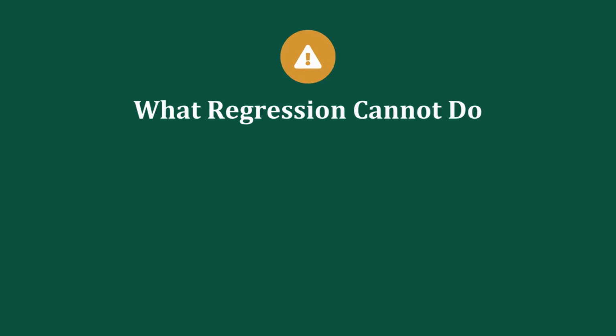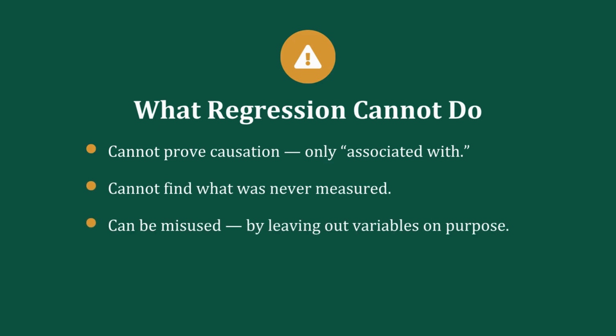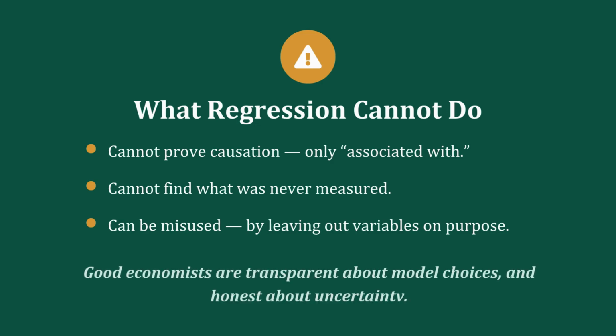What regression cannot do: cannot prove causation, only association, cannot find what was never measured, and can be misused. Leave out variables, get the answer you want. Good economists are transparent and honest about uncertainty.